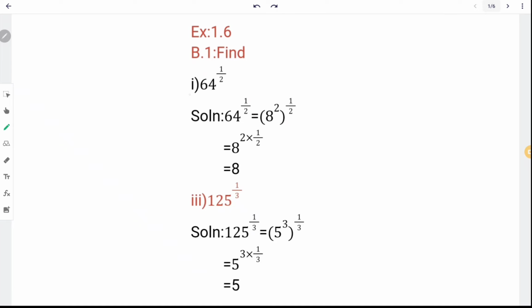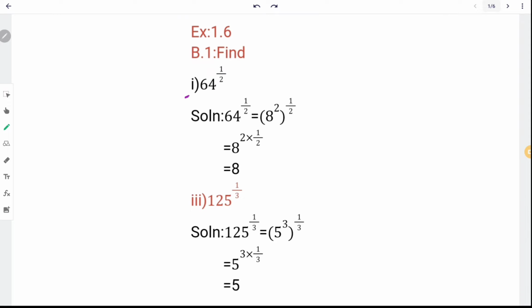Exercise 1.6, question number B1, fine, right? So look at Roman number 1, 64 to the power 1 by 2, right? So in this type of question, always look at the power, okay? You can see power is 1 by 2. After that, you look at the denominator. Denominator is what? 2, right?